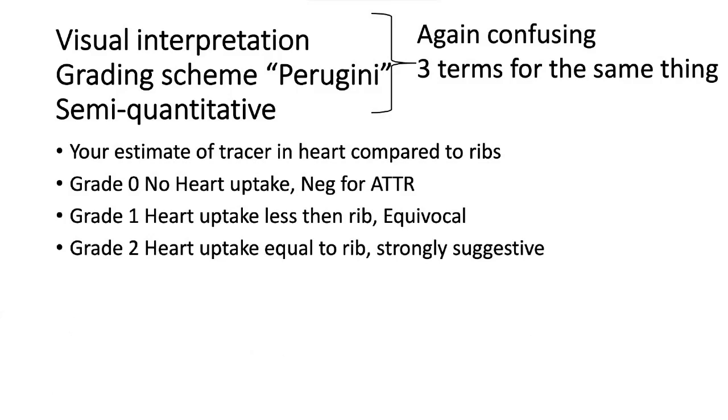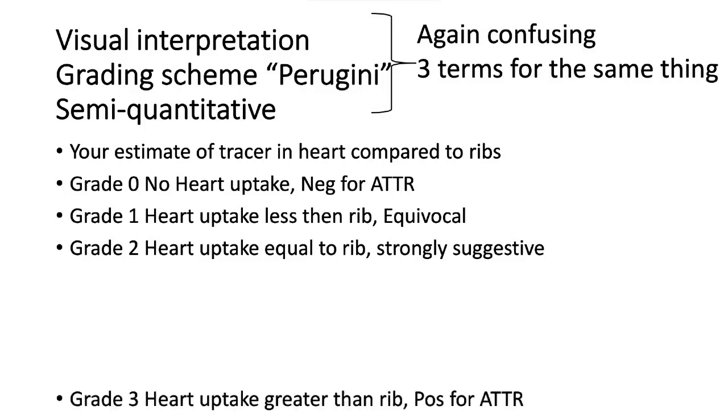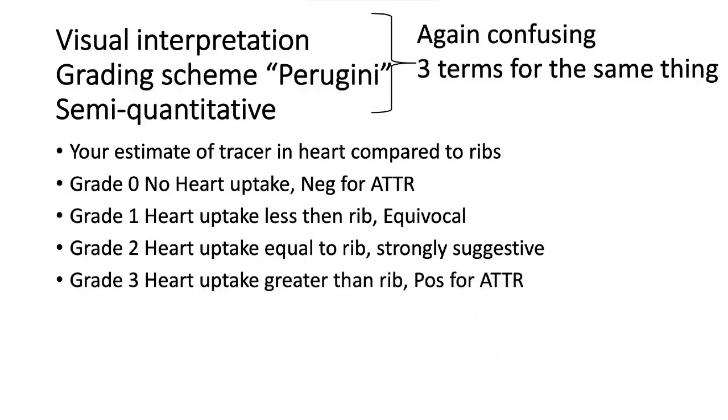Grade 2, heart uptake equal to the ribs. And that's strongly suggestive of amyloid. And then we've got grade 3, heart uptake greater than the ribs. And that's positive for amyloid. Again, we always need to exclude AL amyloid as part of this.